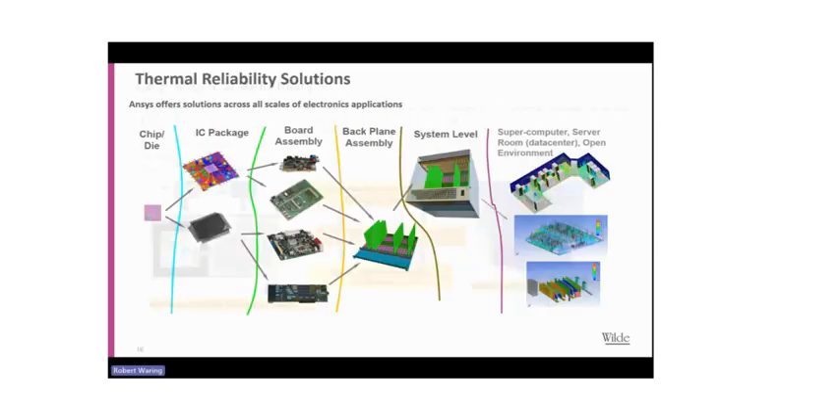So ANSYS offers solutions across all the scales of electronic applications. From the chip die level, using packages like RedHawk, to the integrated circuit level, again using RedHawk. But at the package level, you might use Q3D or HFSS. The board assembly, where you would be looking at using SIwave and HFSS, and sometimes Q3D, and then all the way up to backplane assembly and system level, and then all the way up to even the supercomputer or the server room, data center, and an open environment where you can find dead zones in the airflow that is used to cool, say, the data center racks.